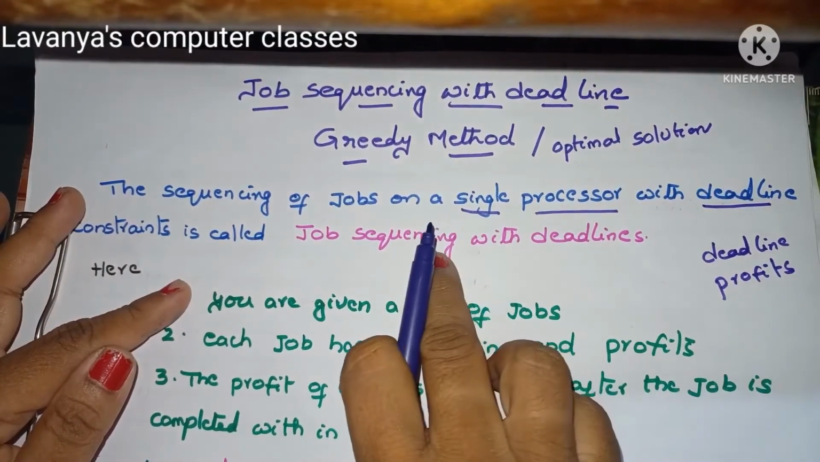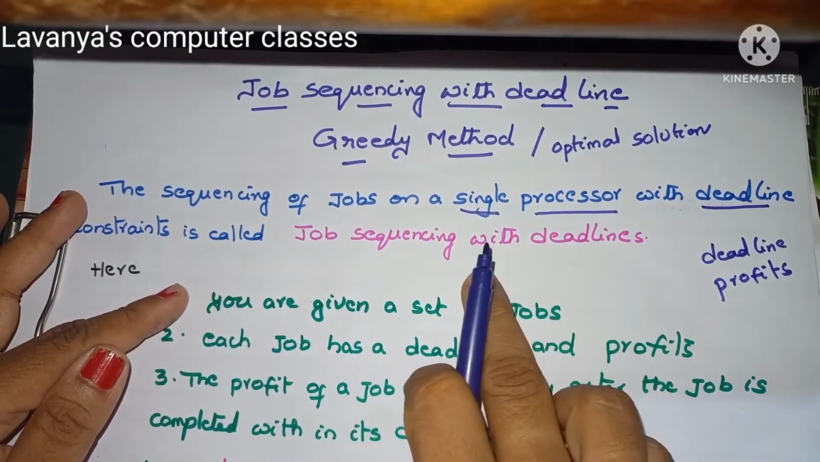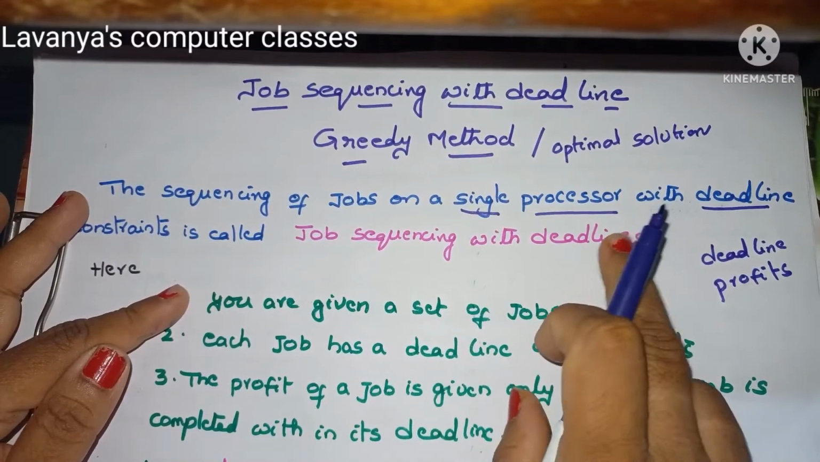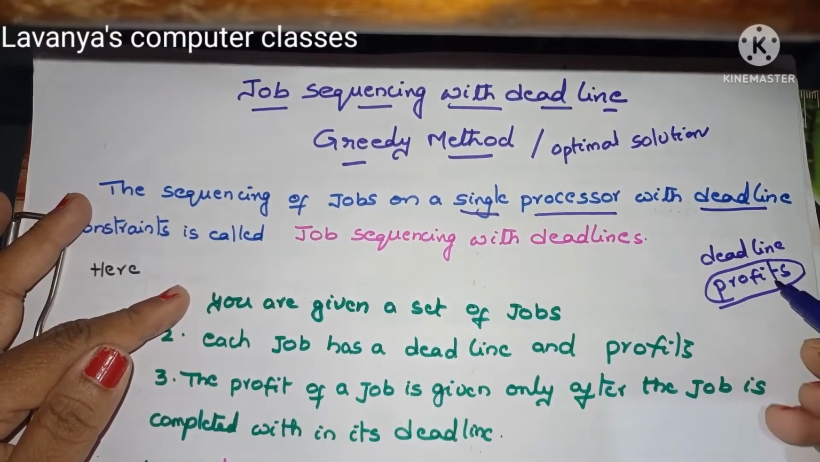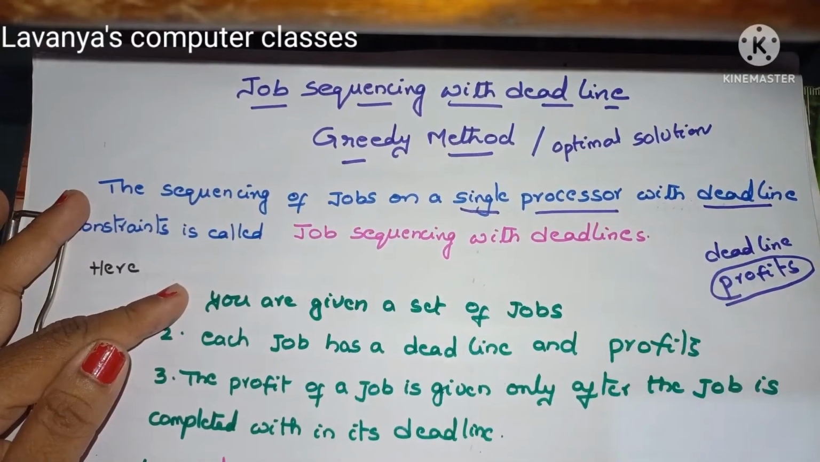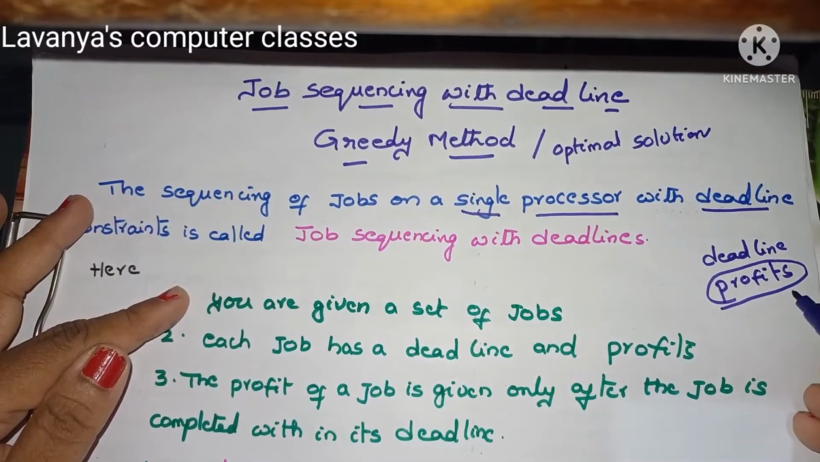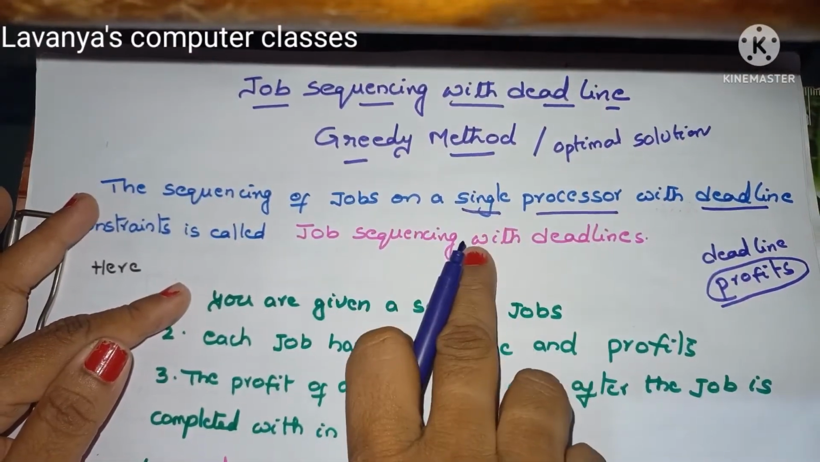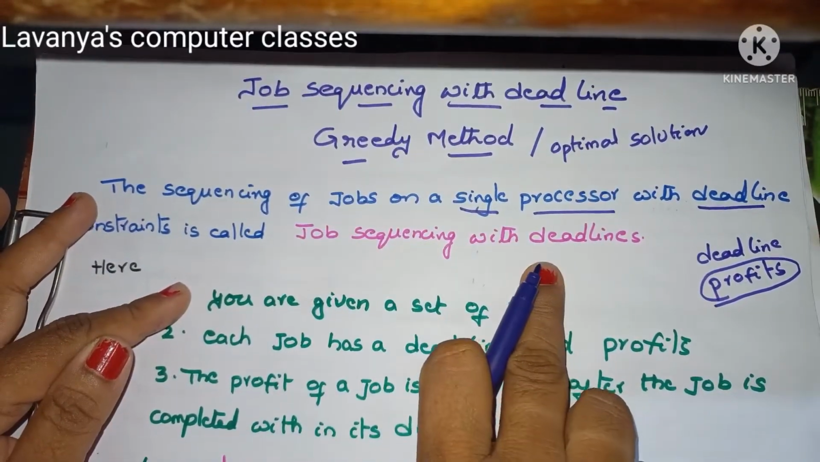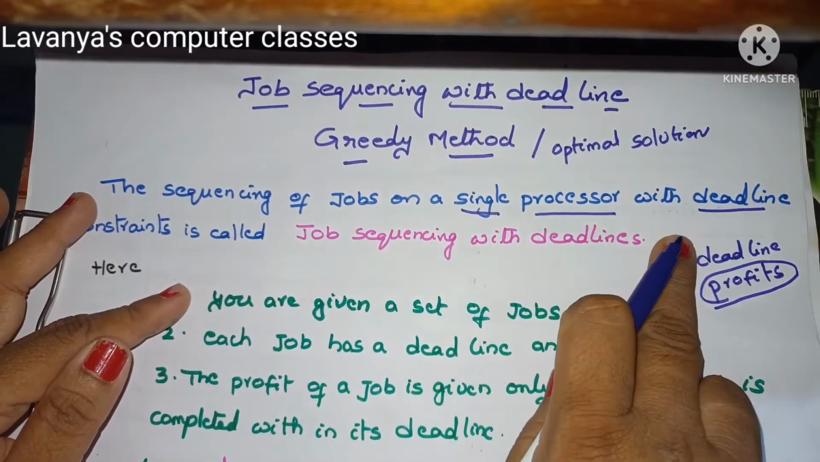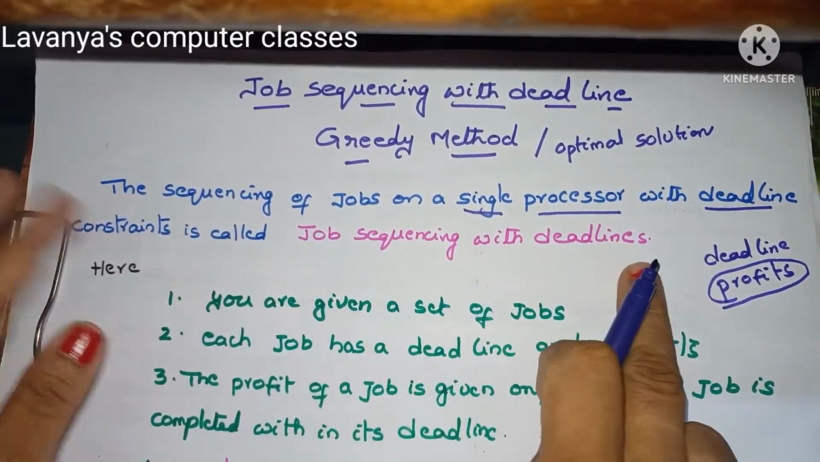In this greedy method, the main thing is which job is completed within the deadline, and that also gets good profit, more profit. Which job is completed within the deadline, and if we complete the job, how much profit are we getting? That is the problem of job sequencing with deadline. In the greedy method, we have to complete jobs within the deadline while getting more profit.